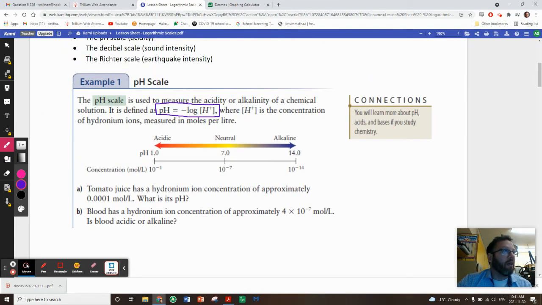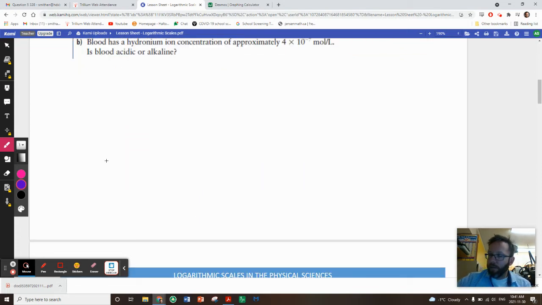pH equals negative log of H plus. And yeah, we have to get our calculators handy. I think I'll do A and B on the front side of our document here. So for A, pH is equal to, so our formula is the negative of the log of the concentration of hydronium ions. And here that's just equal to 0.0001.